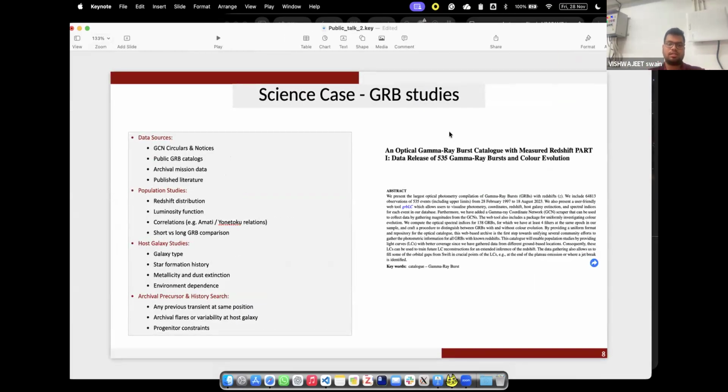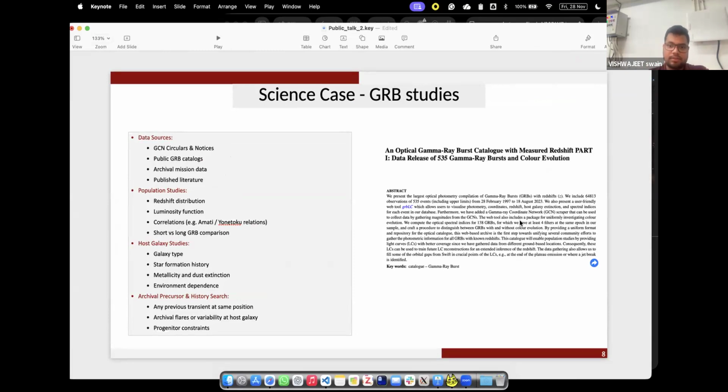So yeah, this is another science case, which is GRB studies. Since I am mostly doing the work on transients, I'm giving more examples on the transients, and later we'll give you more examples on other sectors of the science.